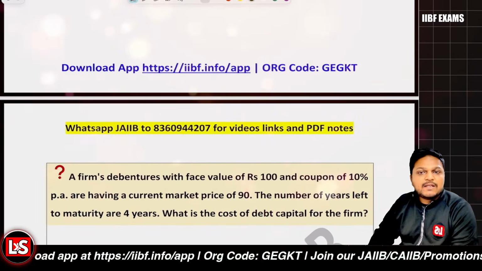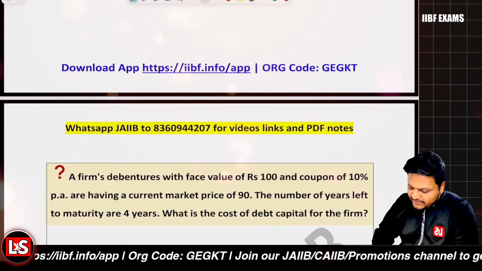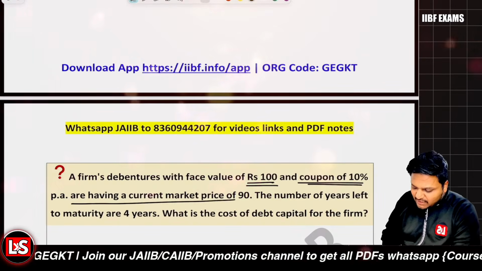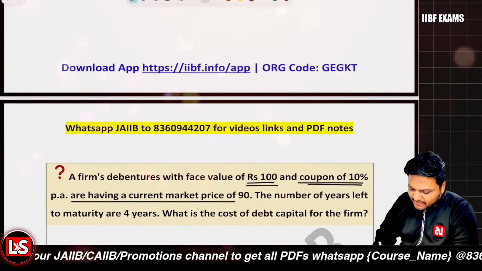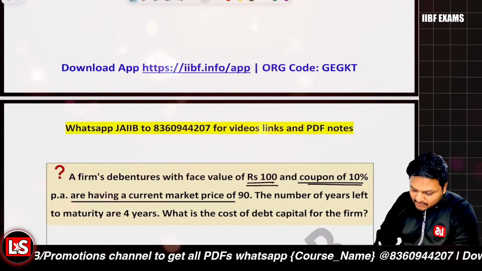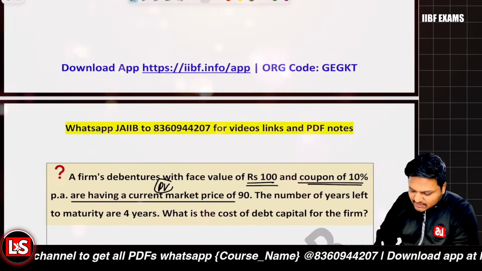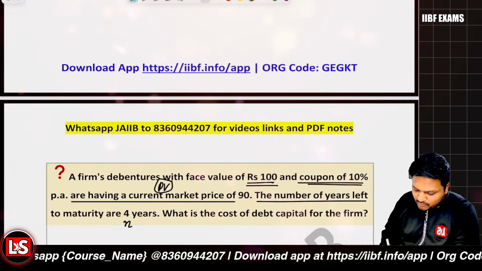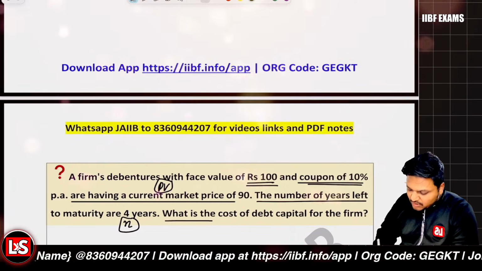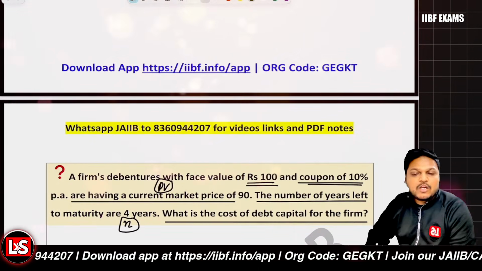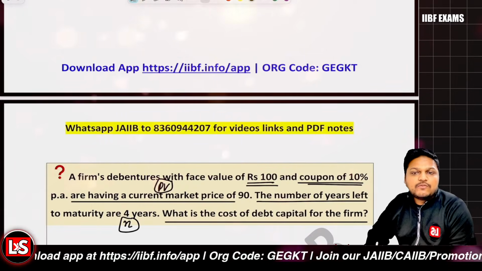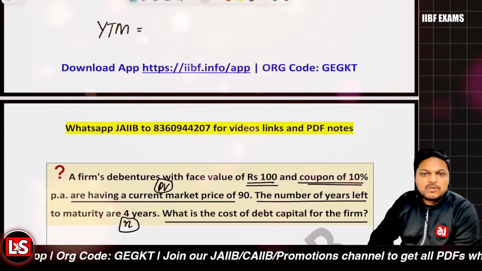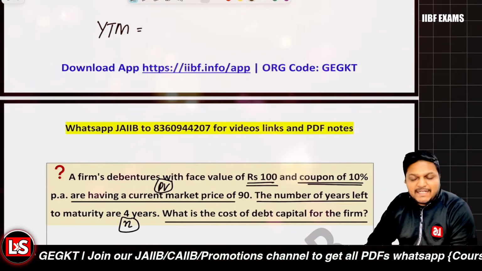It says a firm's debentures with a face value of rupees 100 and coupon of 10% have a current market price of 90, that is the current market price, or we can say the present value, PV. And further, the number of years left to maturity, that is N, is given to be 4 years. What is the cost of debt capital for the firm? So now we have to calculate the cost of debt capital to the firm. How can we calculate it? We have to calculate the approximate YTM that is to be paid.